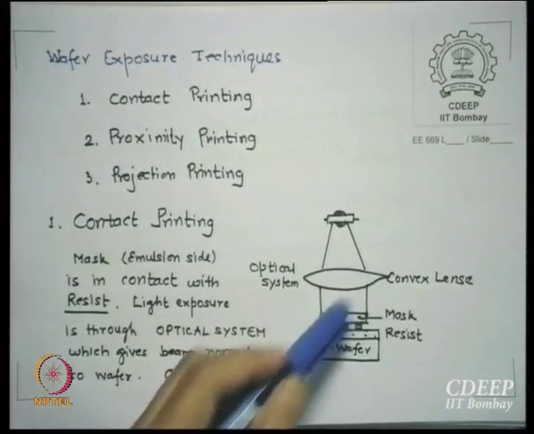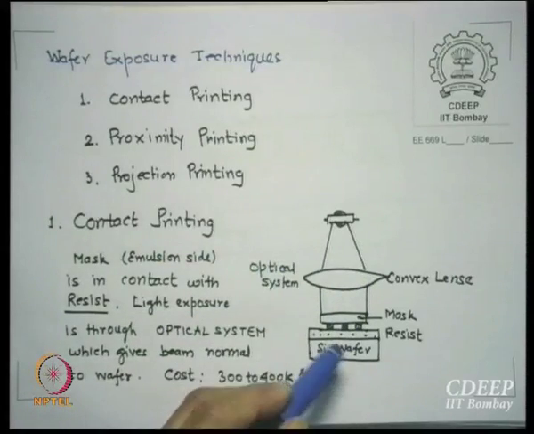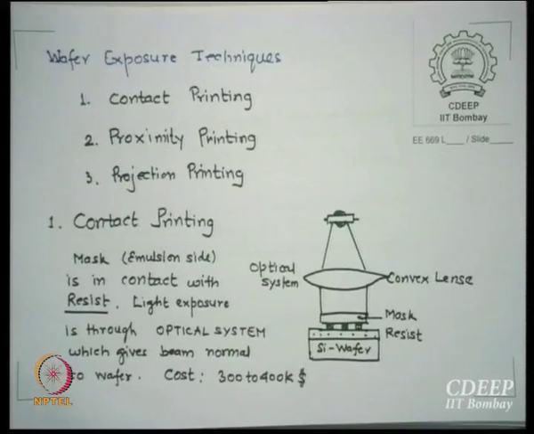So the beams are coming parallel and they pass through the mask patterns, the light passes through mask patterns, and then attacks the resist. What is the difference from other things? Here the mask and wafer are touching, in contact, okay. This is contact printing. This is like photography. In photography, so-called negatives are touched with a photo paper and actually exposed. So wherever black it becomes white, wherever white it becomes black, that's the photograph, okay. So this is essentially contact printing. The word has been taken from photography, contact prints.